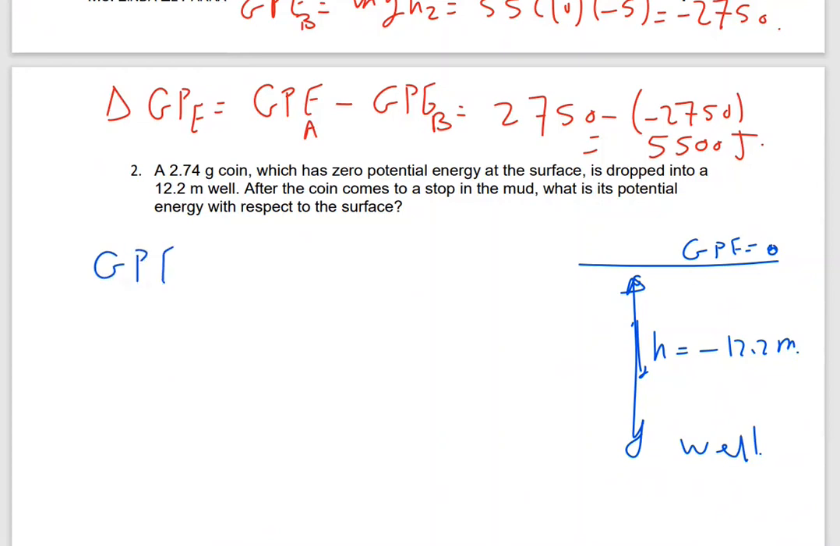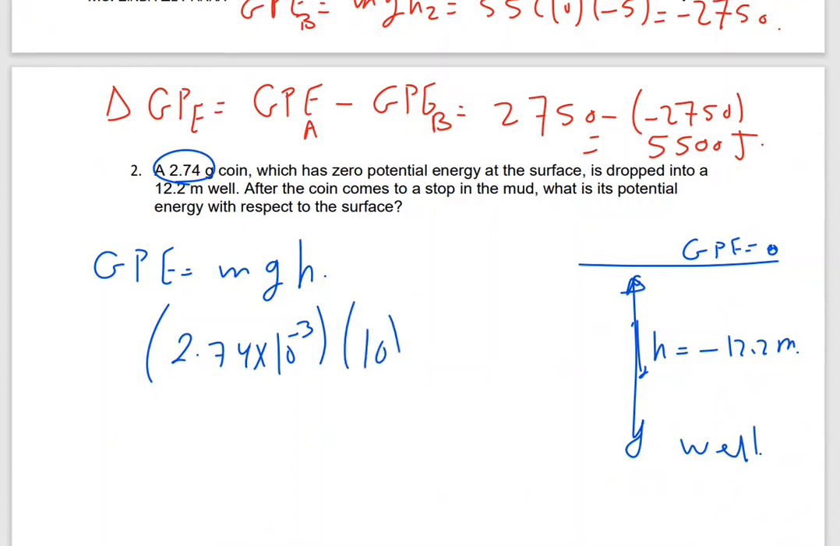So gravitational potential energy, write the formula: m, mass, times free fall acceleration, times the height. Mass is 2.74 gram. Gram is not an SI unit, so to convert it to kilogram, you divide by 1,000 or multiply by 10 to the power -3. Division means multiplication by a negative power. Times g, which is 10, times h, which is negative 12.2. And you will get negative 0.328 joule.